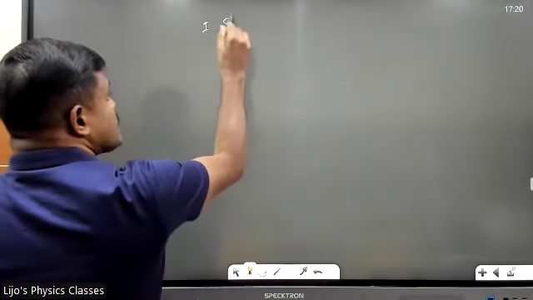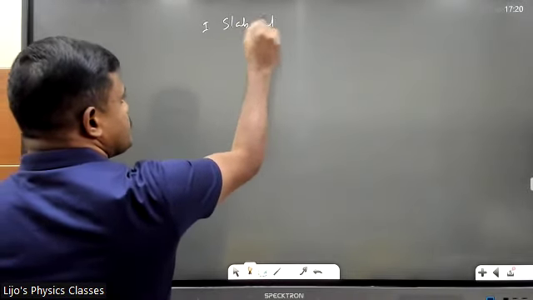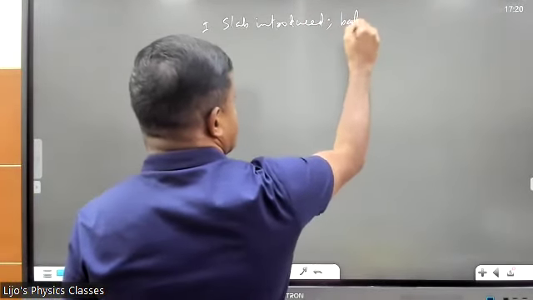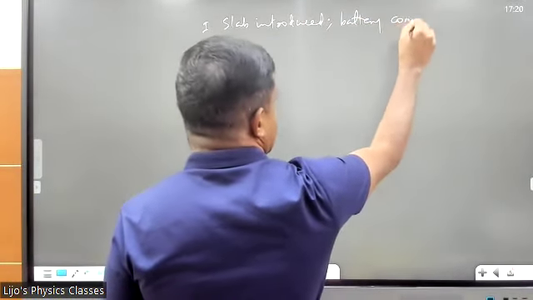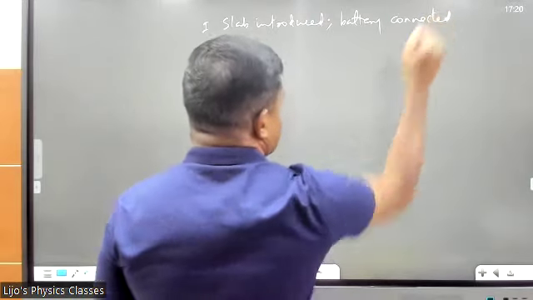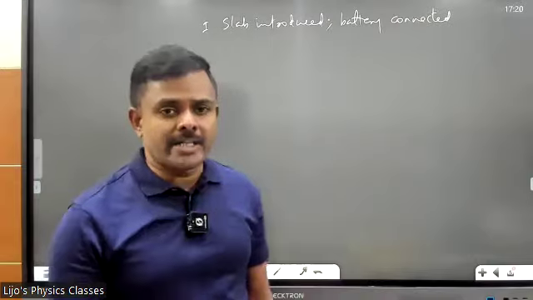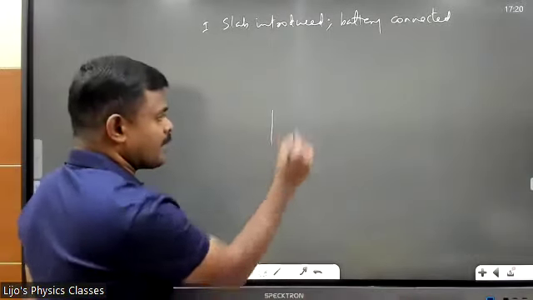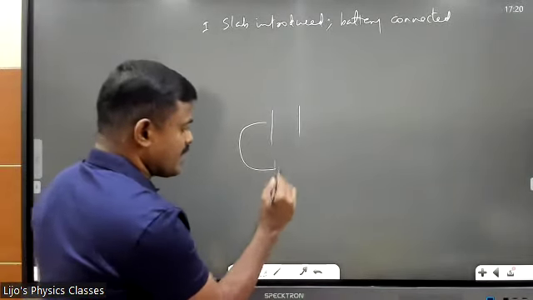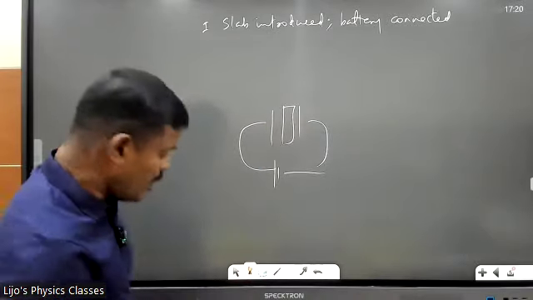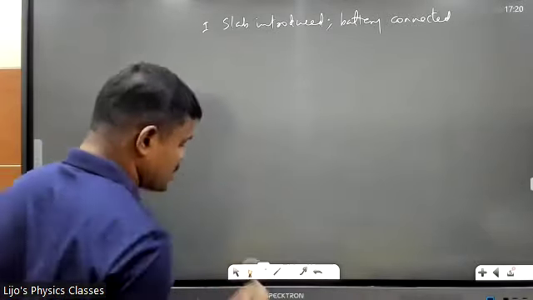Number one, slab introduced, battery connected. It is not given in the reader, but you have to learn it. Every time they ask this question. Slab introduced, battery connected. Okay, so you have a capacitor. The battery is still connected. You are introducing a slab. What happens when a slab is introduced?